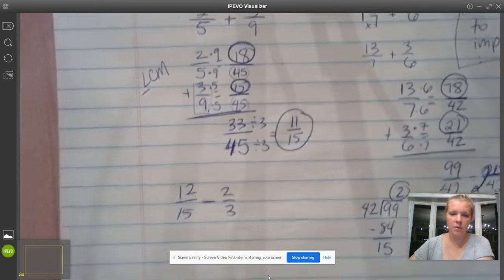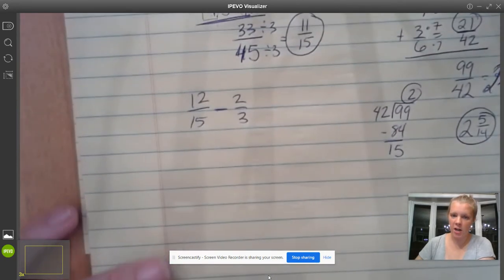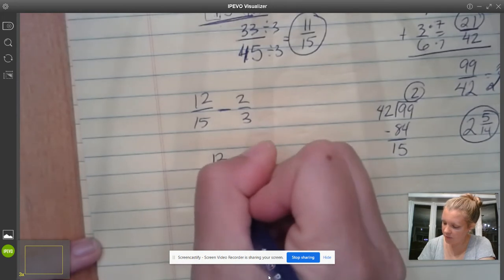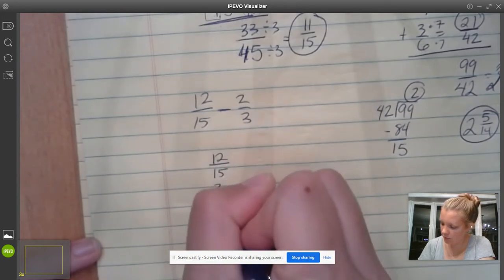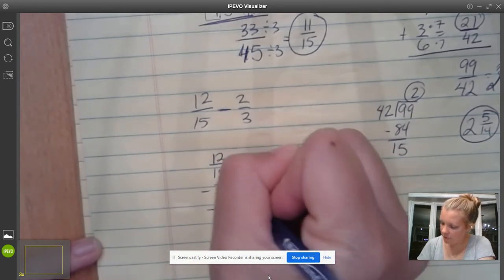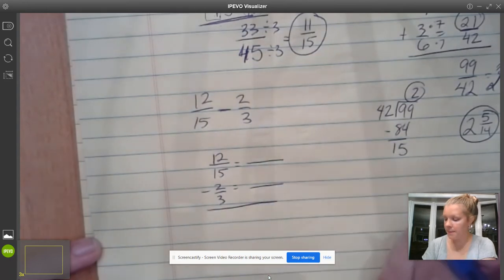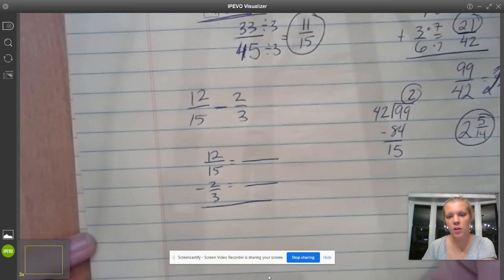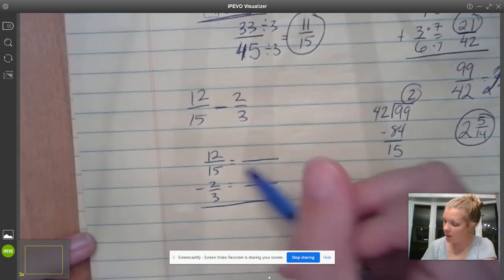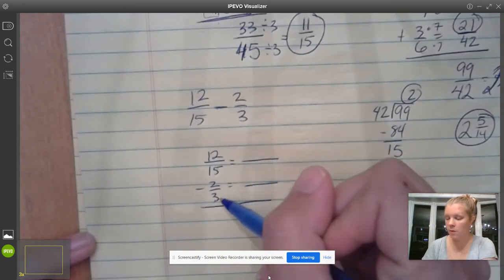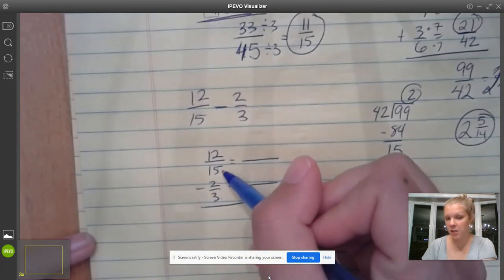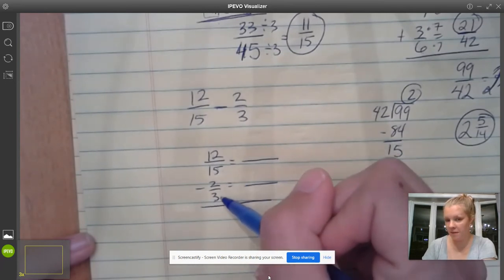One last example is this. It's a subtraction problem. I always start by stacking 12/15 minus 2/3. After I stack them, I get a common denominator. Now this one is tricky because you might think, oh, you could use 30 and multiply this by 2 and this by 10. You could do 45 and multiply 15 by 3 and 3 by 15.